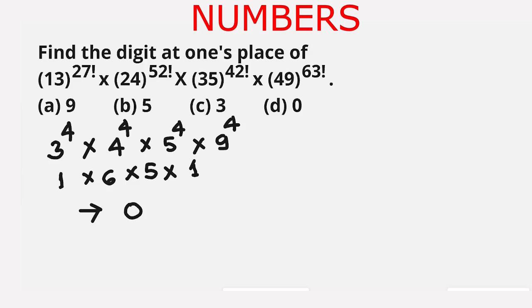Without solving this, we can easily say that after seeing 4 and 5 in 24 and 35, we can easily conclude that the ones place digit will be 0. And we can save time for solving other questions in any competitive exams. And from the given options, our answer is option D, 0. I hope you have understood the concept and method of solving such type of questions. We go to the next question.